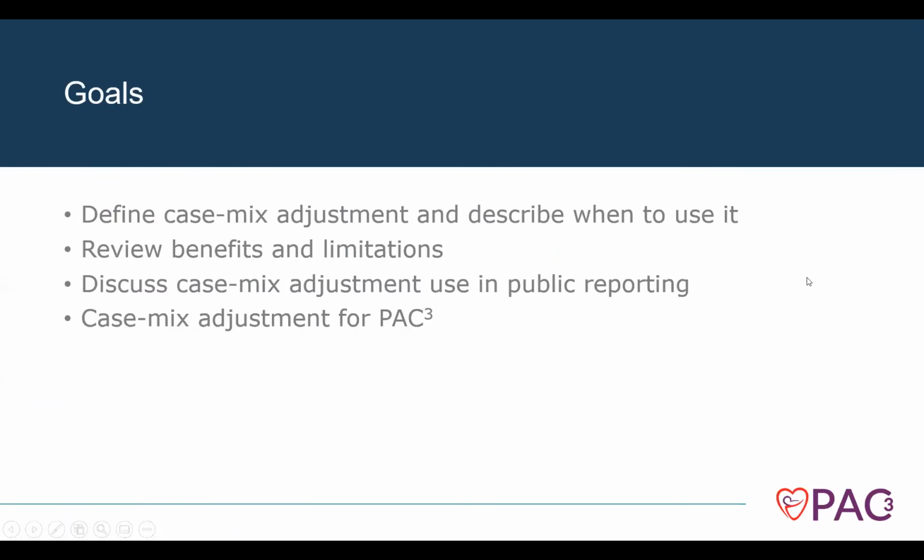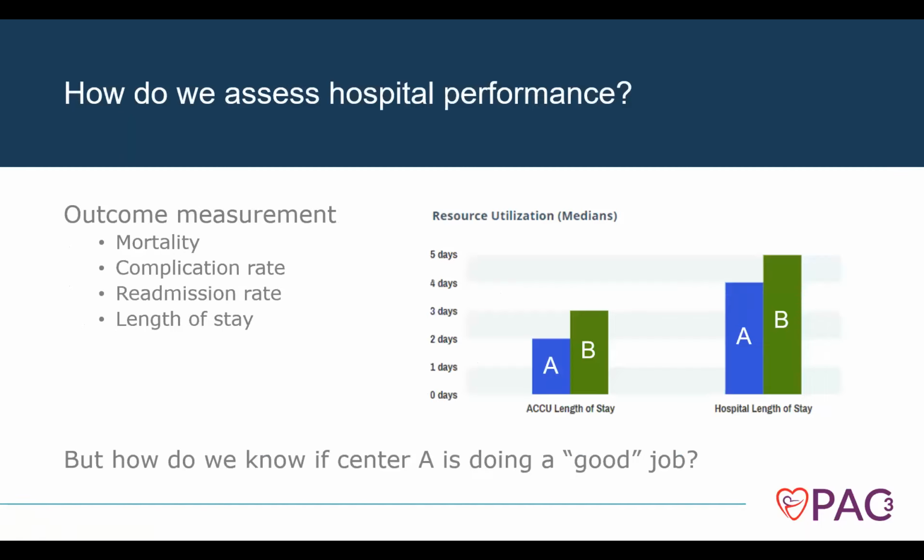So hopefully we won't take all 20 minutes of the remaining time, but today I want to spend some time defining what case mix adjustment is and describing when to use it and how to use it. Look at the benefits and the limitations of it. And then, the question came up, how does case mix adjustment play into many of the public reporting outcomes that we see, whether it's U.S. News and World Report or other organizations that report. And then briefly talk about how we plan to use case mix adjustment within the PAC3 ecosystem. If at any time anyone has questions, feel free to stop me. It's totally fine. I put slides together just mostly to keep us on task and organized.